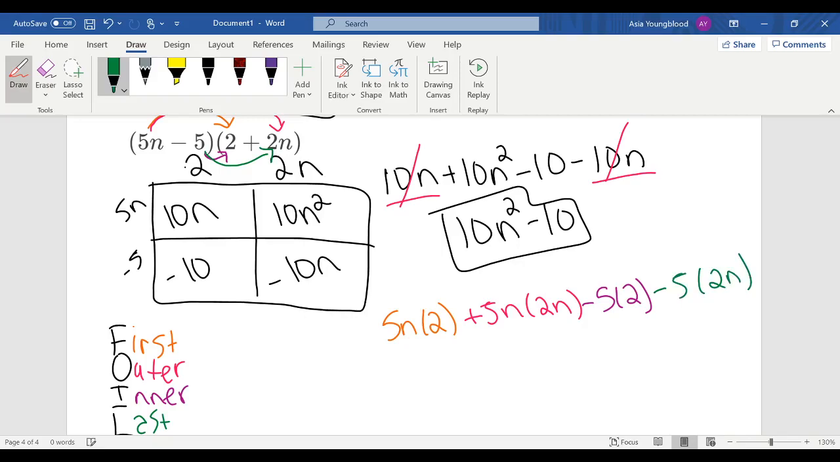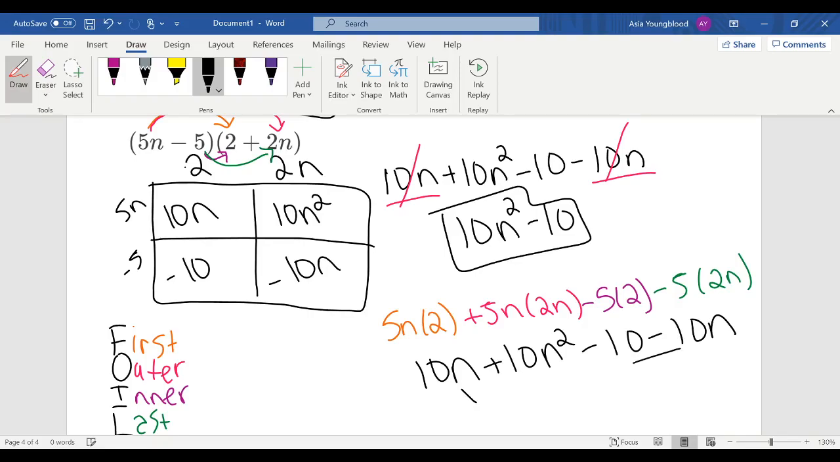So then we just want to multiply these. So negative 5 times 2n is negative 10n. Right now we're just multiplying. So 5n times 2 is 10n. 5n times 2n is plus 10n squared. Negative 5 times 2 is minus 10. And negative 5 times 2n is negative 10n. So then we're going to combine our like terms. Negative 10n and 10n cancel to 0. So we get 10n squared minus 10.